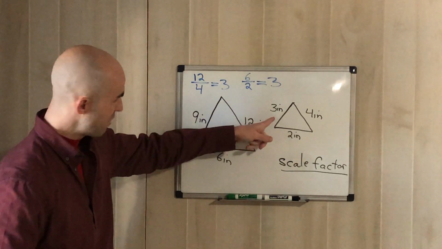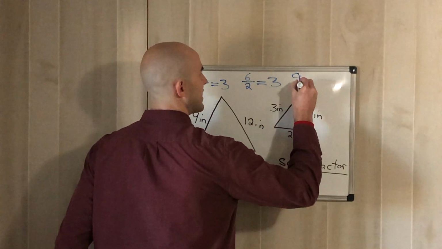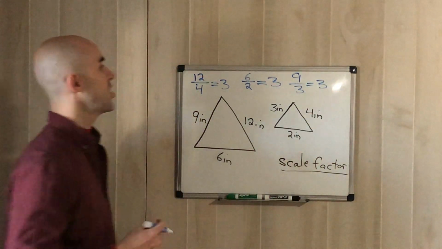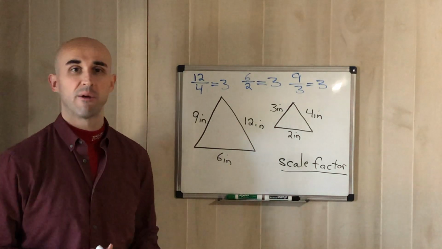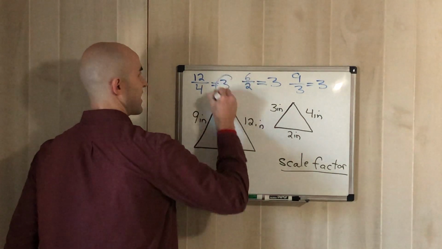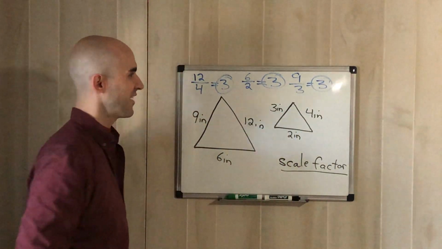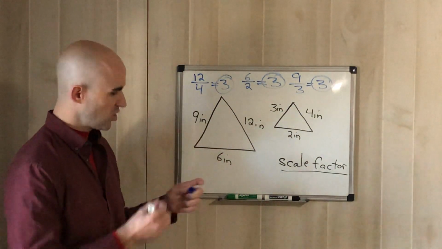The 9 and the 3. 9 divided by 3 equals 3. And so if we're looking at this, automatically you already see something: that this scale factor was 3, that's a 3, this is a 3. Sorry about the marker, guys, dying now. We know that those two are 3s.